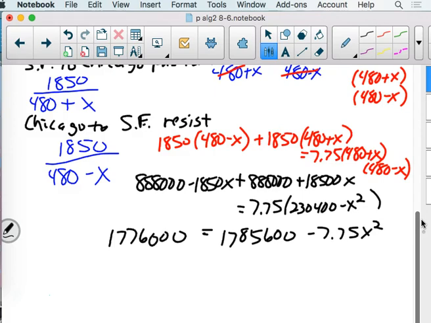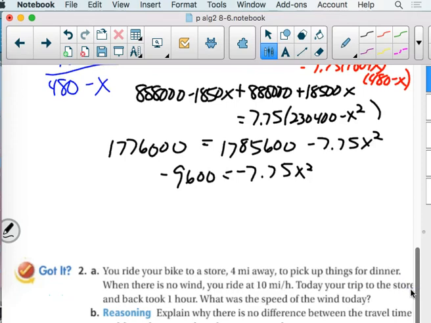So let's subtract here and see what we get. 1,776,000 minus 1,785,600 equals negative 9,600 equals negative 7.75 x squared. Little division. I'm just going to leave it like that for a second. Because, again, what we're realizing here is this is not going to be factored. At the beginning, this looked really bad. I mean, factoring with those numbers would be absolutely horrible.